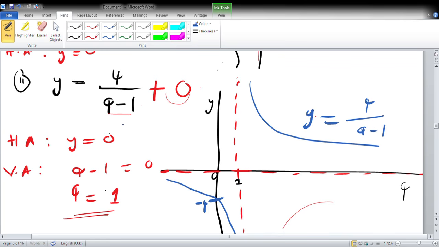So compare it with the general form a over bx plus c plus q. Whatever is isolated alone, this number which is isolated alone, is the horizontal asymptote. The denominator equal to 0 gives you the vertical asymptote. The value which is on the numerator here gives you the direction where your graph should be. If it is negative, it will be in the other sides. If it is positive, it is in these normal sides.